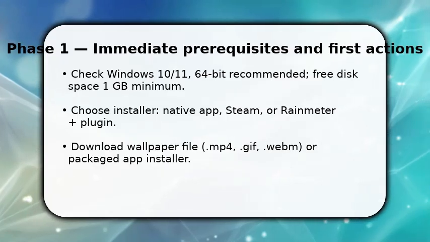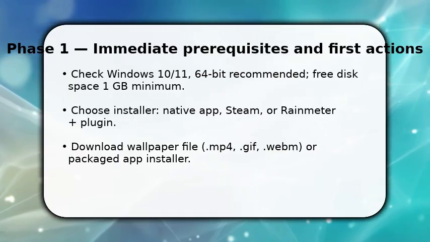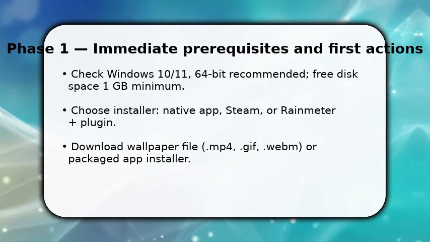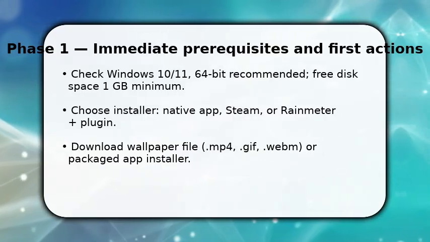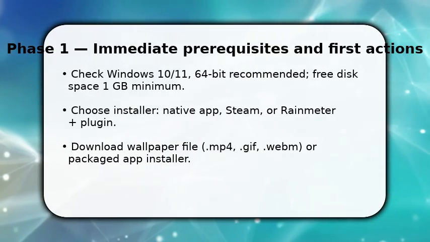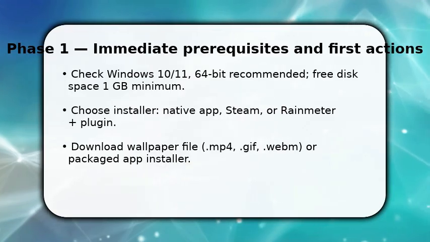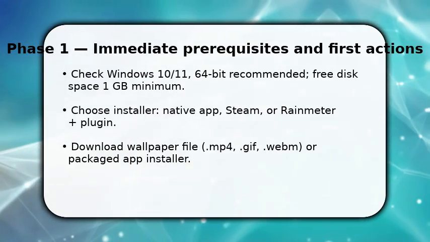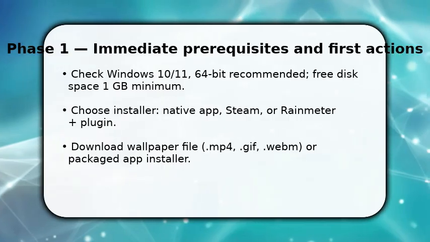You start by confirming system compatibility and grabbing the wallpaper source. This matters because performance and format depend on OS and codec. Once done, pick the delivery method. An isolated app is simpler. Rainmeter offers customization. Make sure to download the correct file type: MP4, WebM, GIF, or the installer for the app.